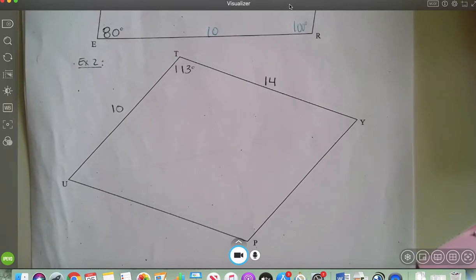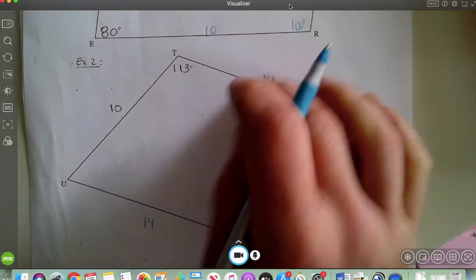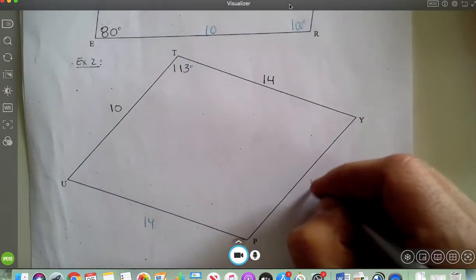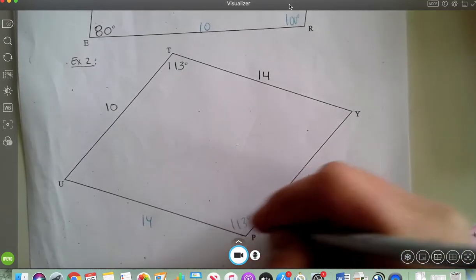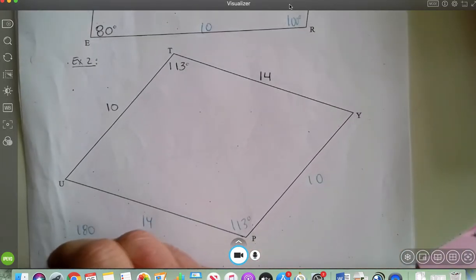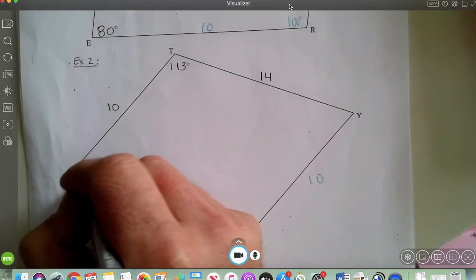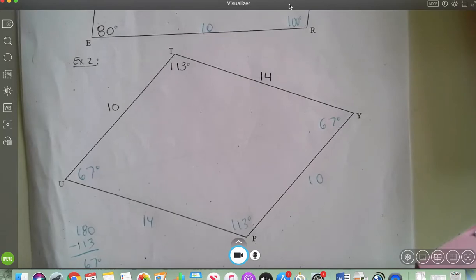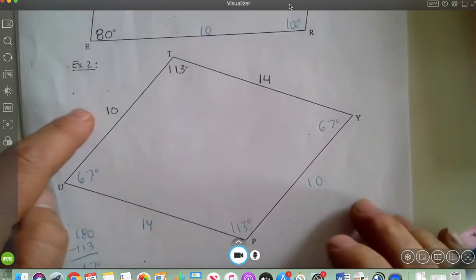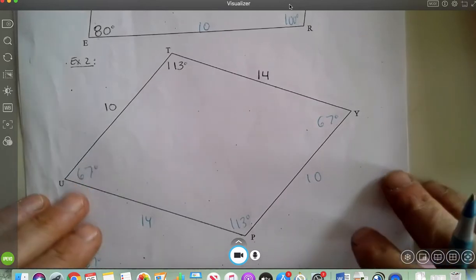Now that you've hit the pause button and given it a shot, you see the opposite sides are congruent, and then opposite angles are congruent. I can do 180 minus the 113, so that gives me 67 degrees, and I have opposite angles congruent. That's all we can do for that. And this one we can do both sides because they had two measurements at the beginning. So hopefully you tried that on your own and got all those answers.